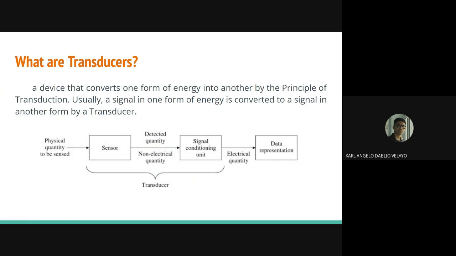So now we have Geoffrey to present or talk about transducers.